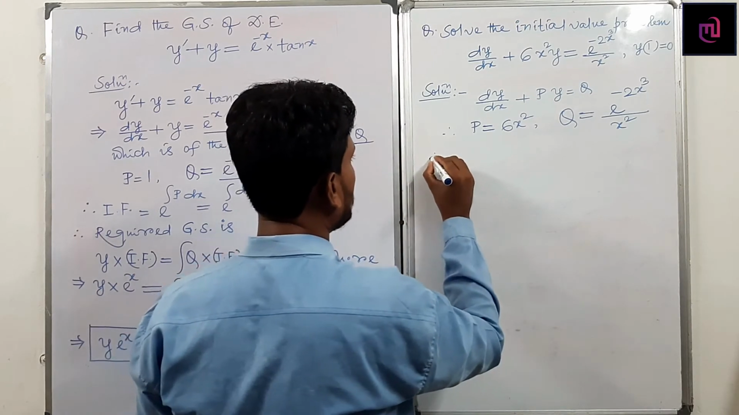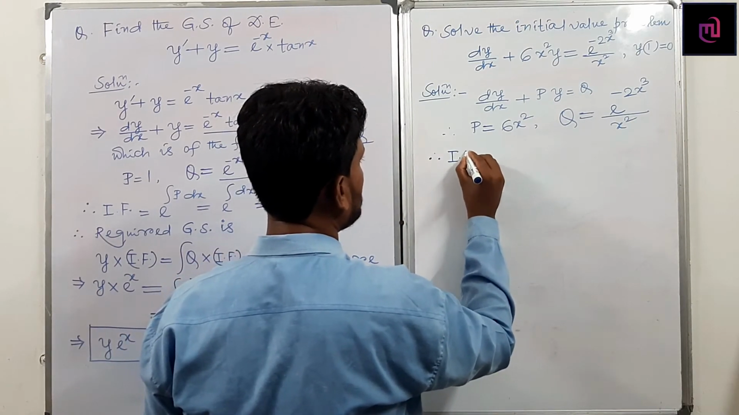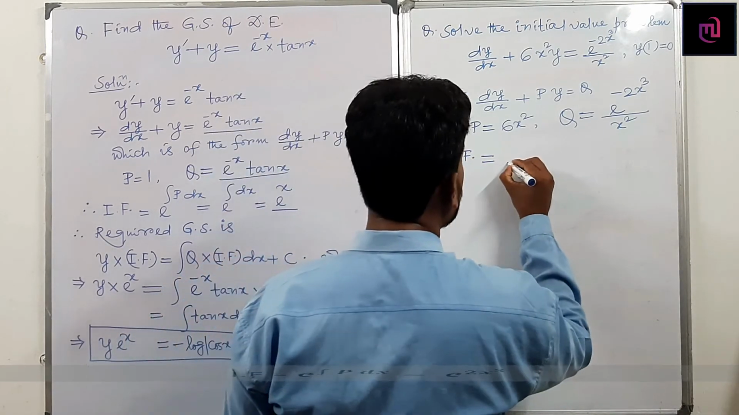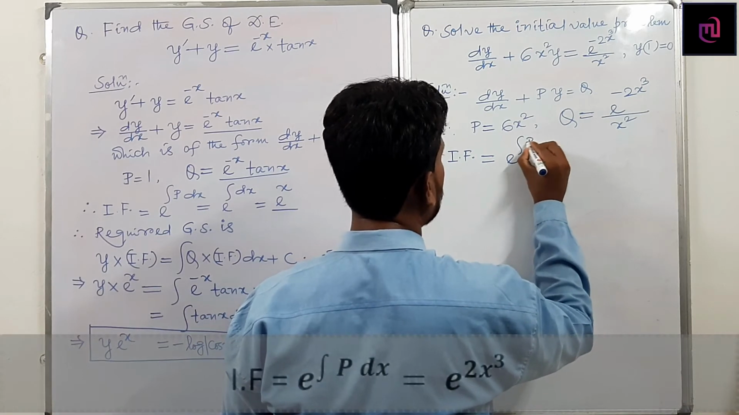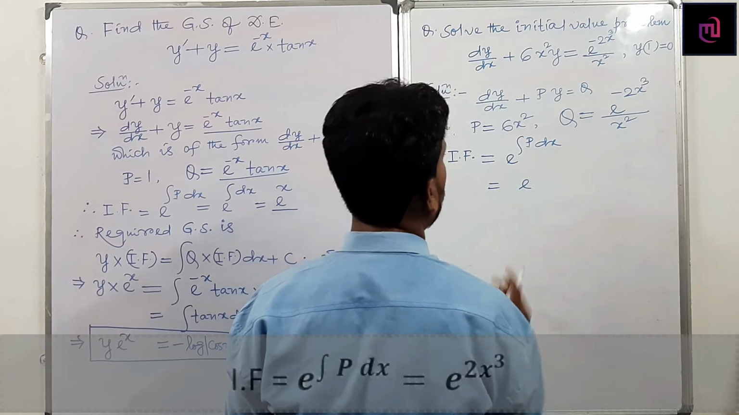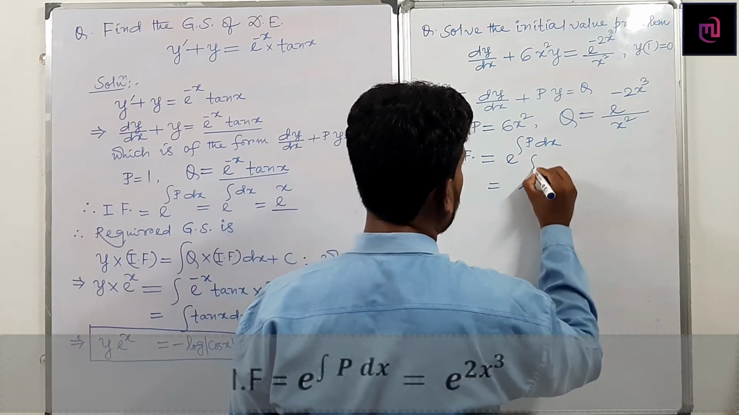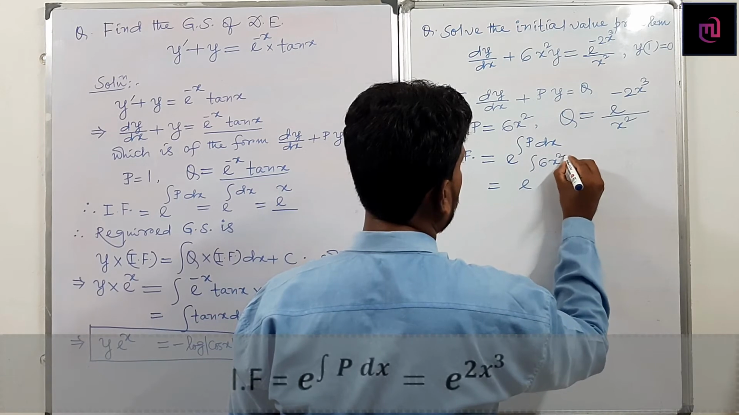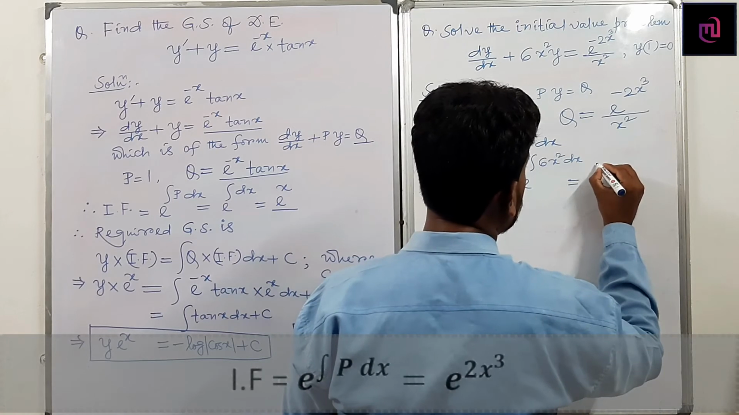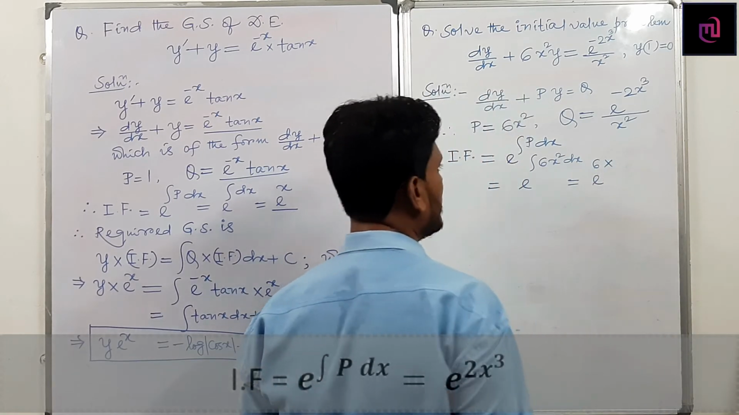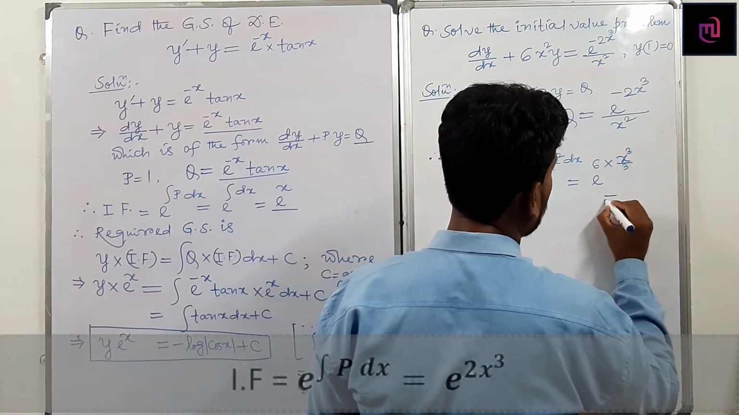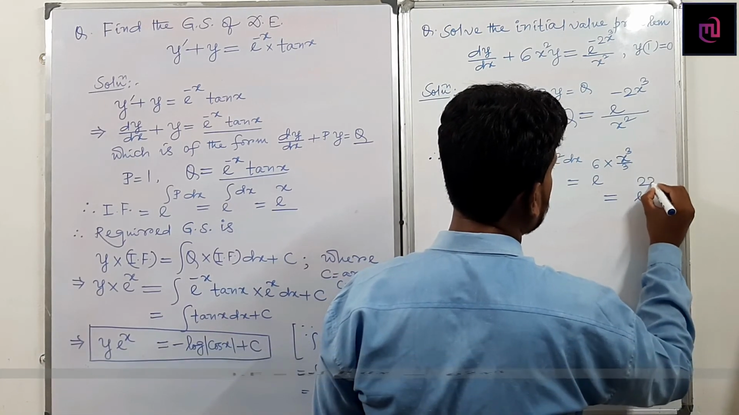So what is the integrating factor in this case? Integrating factor equals to, so can I write e to the power integration of p dx. So can I write this part e to the power, what is p? P becomes 6x square all into dx. Can I write this part? It becomes e to the power 6 is the common, what is the integration of x square dx? So it becomes x cube by 3. So finally we will write e to the power 2x cube.